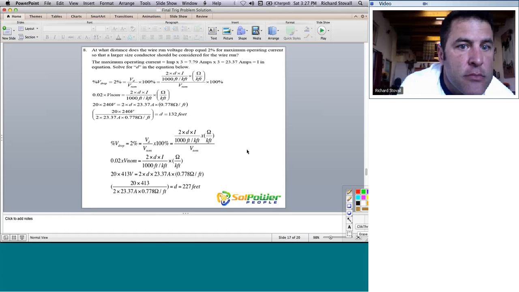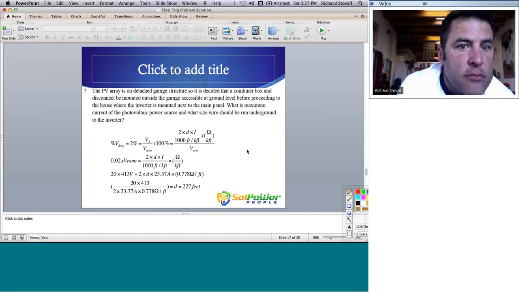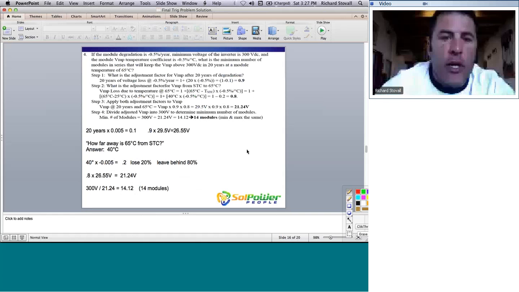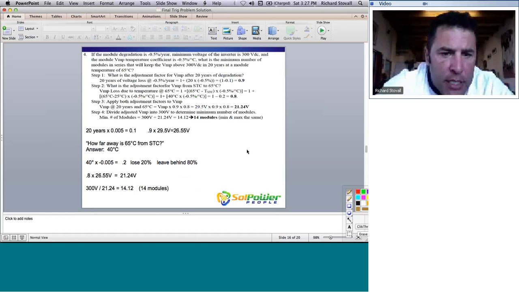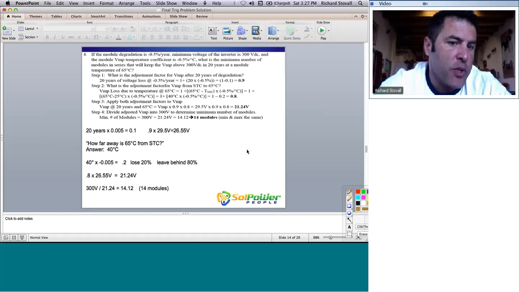What's the lowest low side of the DC voltage? We actually figured that in one of the problems here. We figured that the lowest voltage we should see from this system 20 years from now, after all degradation had occurred, and on a particularly hot day at 65 degrees Celsius, was 21.24 volts. But 21.24 times 14 modules is considerably more than 240.